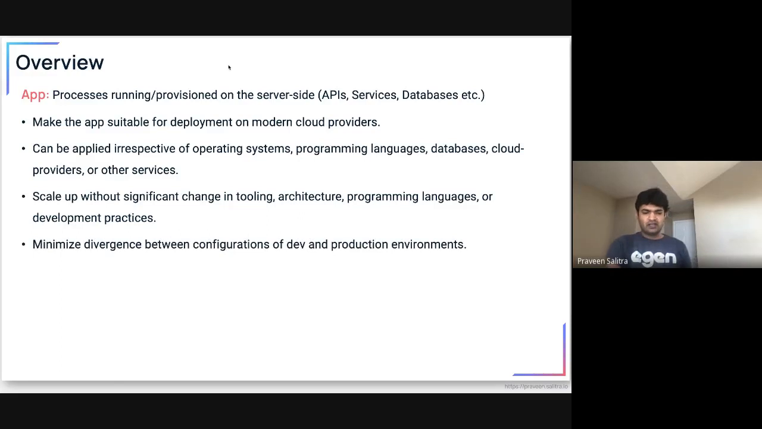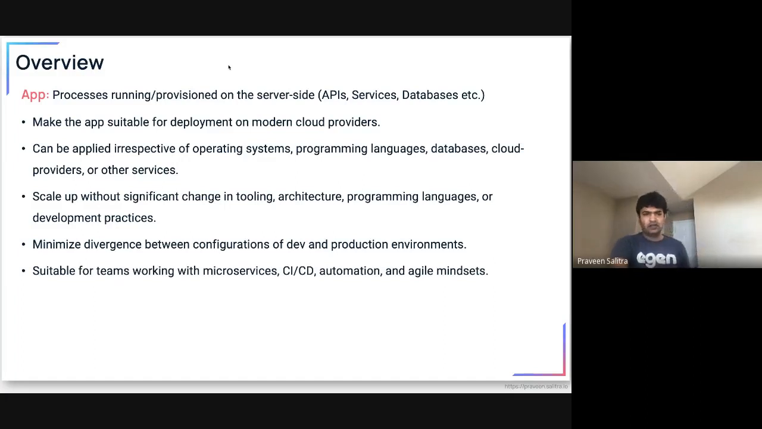And you have heard this, right? Oh, this works on my machine, mostly from the engineers. Or, this works in the lower environment, but it's not working in prod. So what's the problem? There are many things that can go wrong. So the idea is how to handle this divergence between these environments and different configurations. And of course, this is mostly suitable for teams who have the mindset of microservices, CI/CD, automation, and agile.